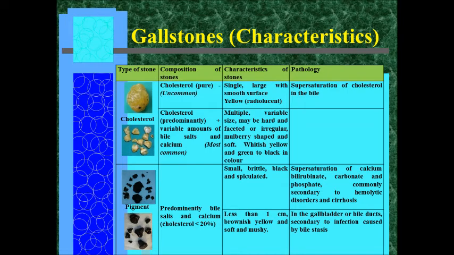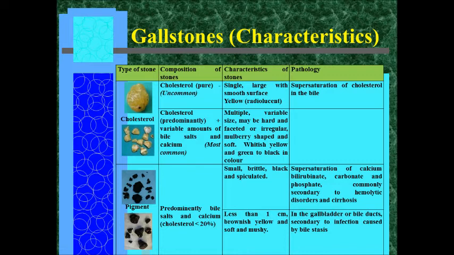This table shows the various characteristics of gallstones. The first stone is a cholesterol stone. A pure cholesterol stone is uncommon. The pure cholesterol stone appears as a single large stone with smooth surface and is yellow in color. It is radiolucent. This occurs due to the supersaturation of cholesterol in the bile.